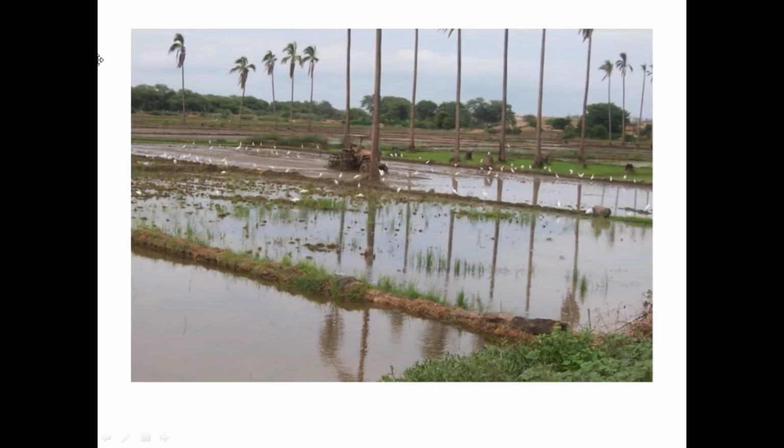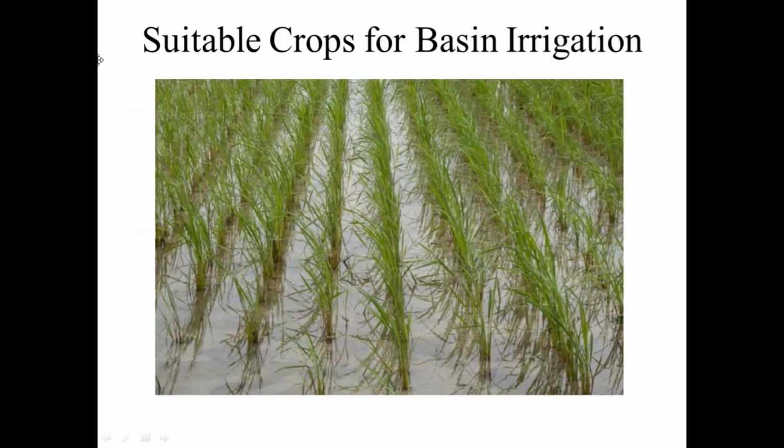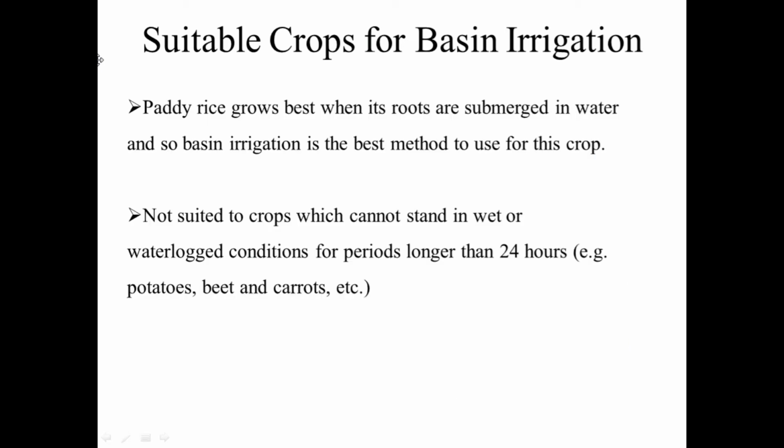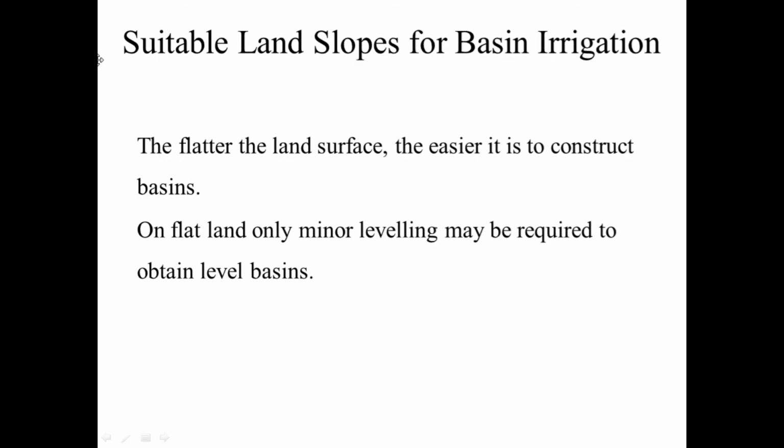Now, see in the picture that one of the basins has been made and it is fully filled with water. Rice is one type of crop that is suitable for basin irrigation. Generally, crops that cannot stand wet or waterlogged conditions for periods longer than 24 hours are not suited, like potatoes, beet, carrots and many other cash crops, which are not suitable for that type of irrigation.